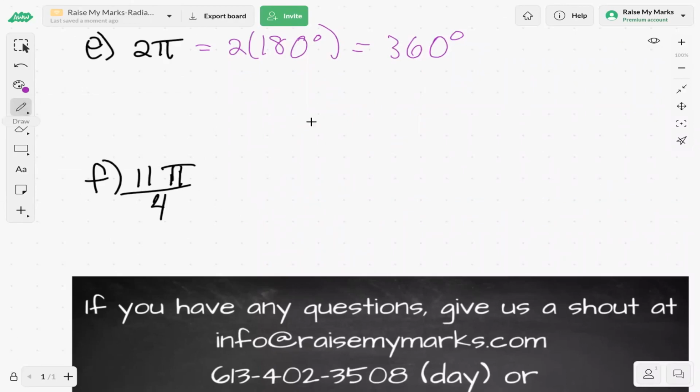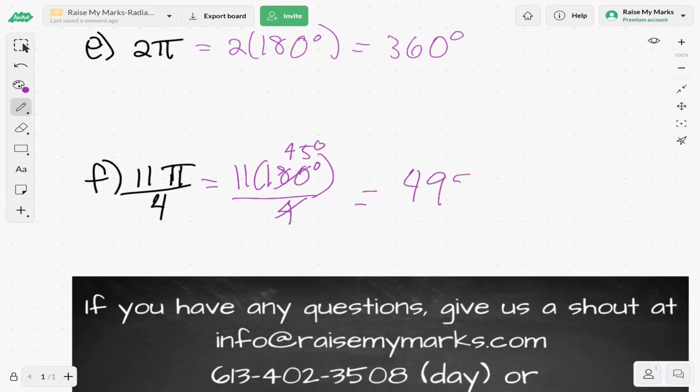And lastly, 11 times 180 divided by 4. 11 times 45, that's a big number, 495 degrees.